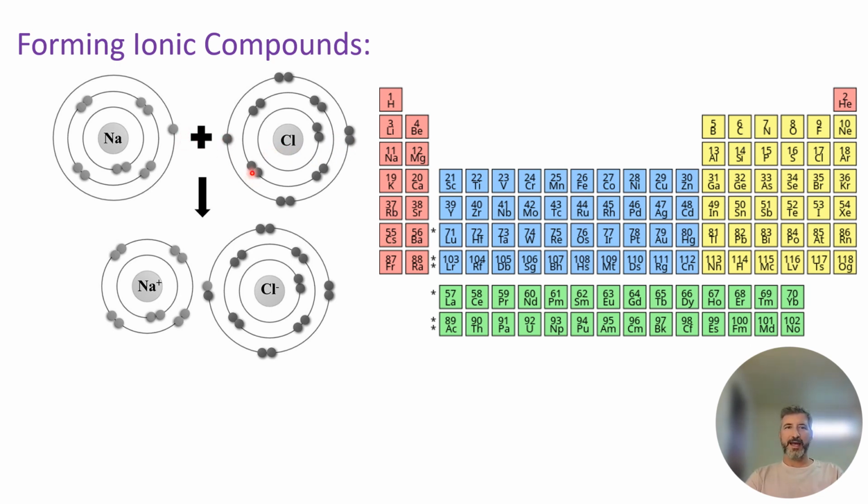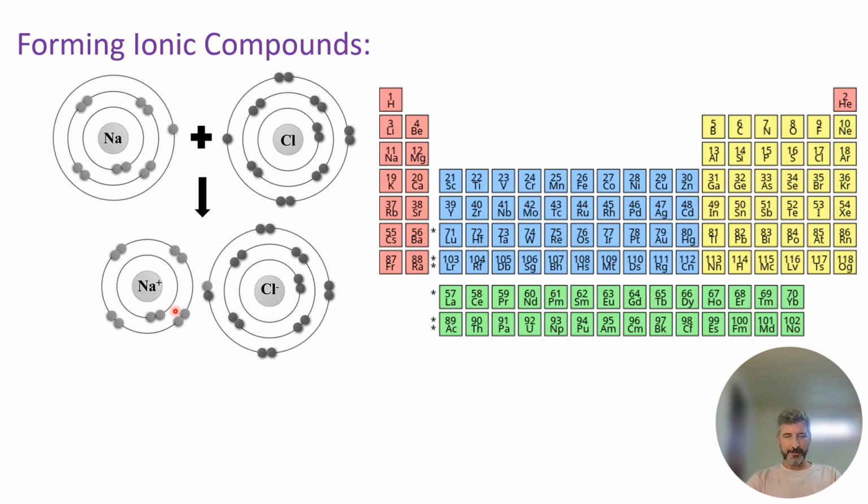And so chlorine, having a spot out here for one more valence electron because it has 7, and it has this effective nuclear charge of 7, is going to have a really strong pull on sodium's electron. So basically it just takes it.